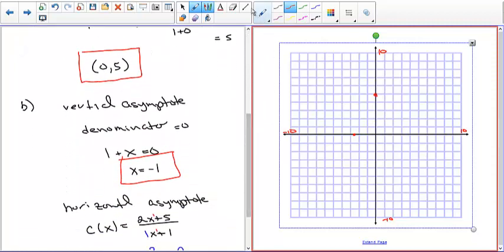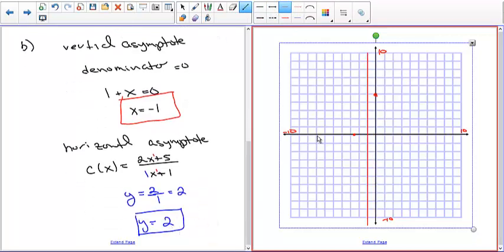Vertical asymptote at x equals -1. So I'm going to draw a vertical line here. And my horizontal asymptote is y equals 2. Because I have only one vertical asymptote, I can just draw lines. Now, I'm drawing two parts because if I had two vertical asymptotes, I'd put them on the outside of the asymptotes. But because there's only one, you get just one continuous line.